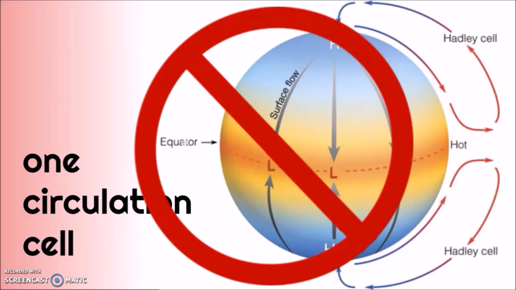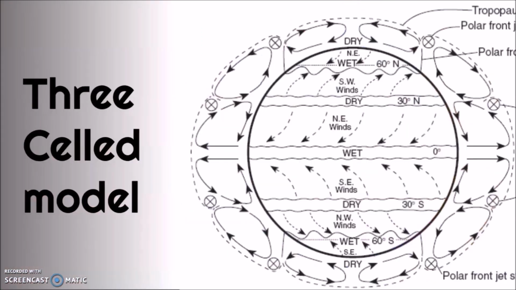Instead, air flowing north from the equator is going to be deflected to the right. Air flowing south from the equator is going to deflect to the left. So this gives us the three-cell model. In the three-cell model, each half of Earth, the top and the bottom half, the north and the southern hemispheres, are going to have 3 cells of circulation, meaning the air is going to turn in 3 separate circles.